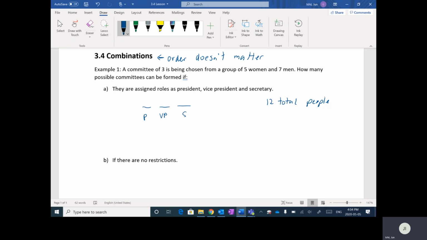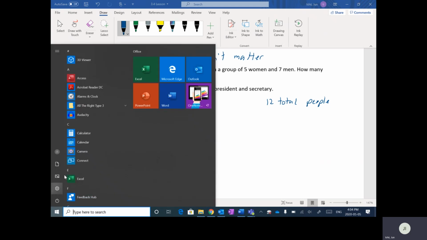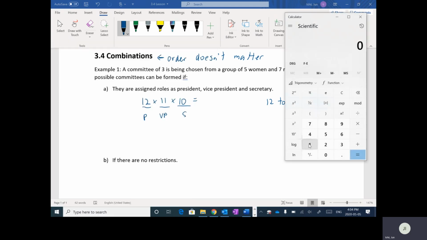So for the president, we have 12 options. I'm going to use the fundamental counting principle. We can also use permutations to answer this question. There are 12 possibilities for the president, and if one person has taken the president role, we only have 11 left for vice president, and then 10 left for the secretary. You multiply these 3 together: 12 times 11 times 10, which is equal to, I'm not going to do that in my head, 1,320.